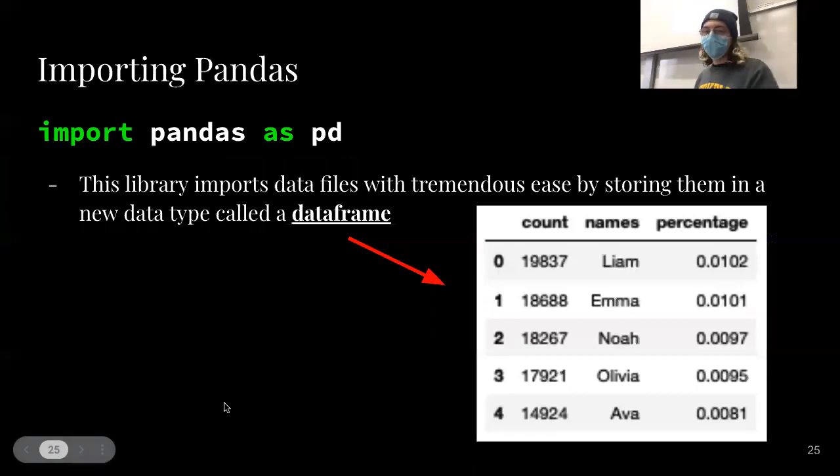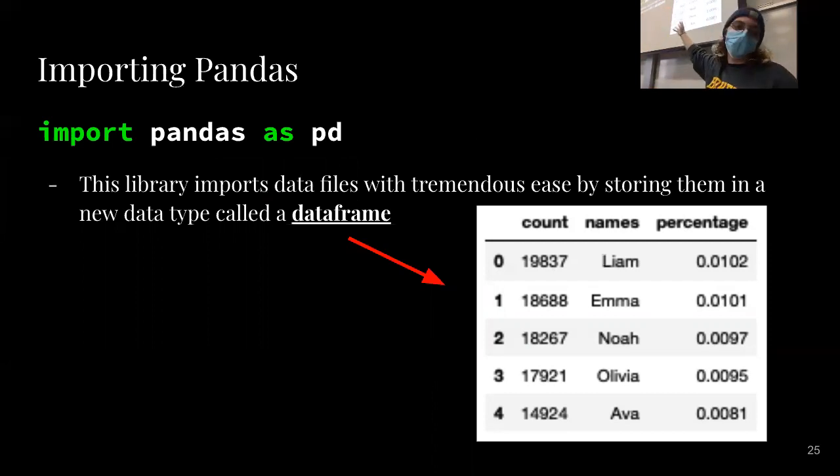So in Python, you can make a spreadsheet that looks like this, and I'll show you how to do it in a little bit. So the way you use it, you import pandas by import pandas as pd. This is the most common way we import. pd is the common acronym, or alias, we use for pandas. This library usually imports data files with a lot of ease by storing them into a new data type. Like I said, this is called the data frame. It looks like this, where there are rows and columns, and you can access these rows and columns with a whole bunch of syntax that I'll show you later.